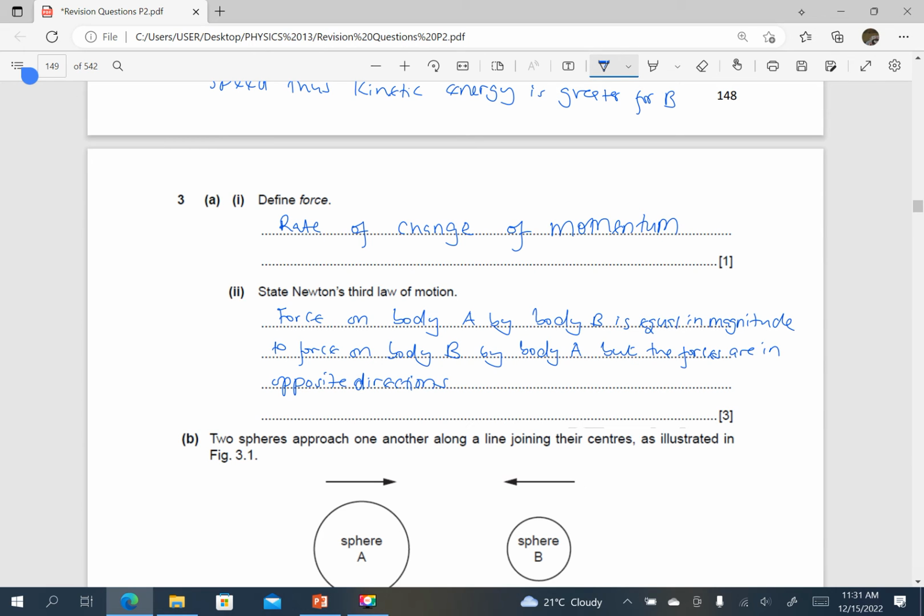The forces are in opposite directions. The forces are of the same kind. In other words, the forces are identical. I was aiming at the 3 marks. That's why I had to add that the forces are identical or the forces are of the same kind. Whenever two bodies interact, body A exerts a force on body B, and body B exerts an equal but opposite force on body A. The two forces are always of the same kind.